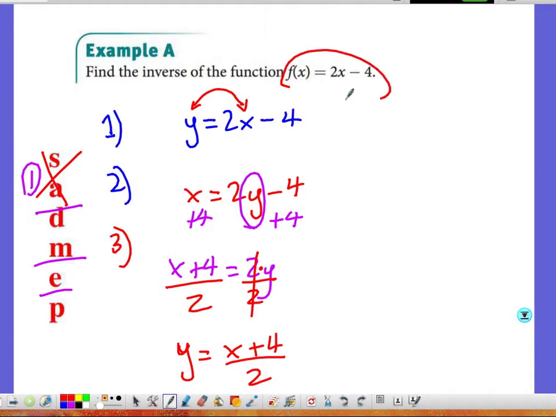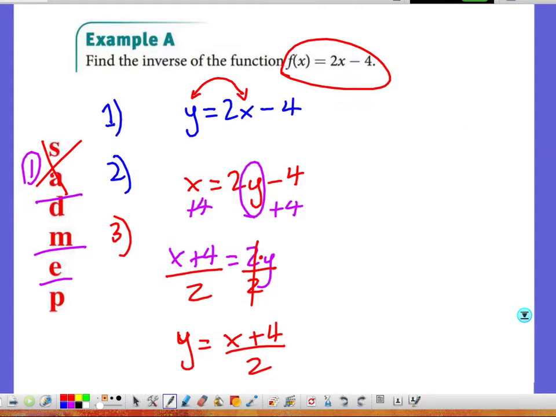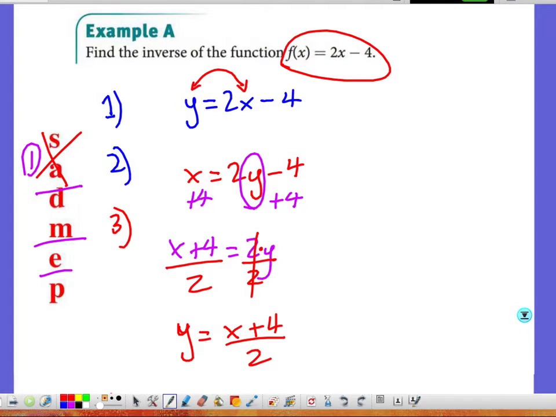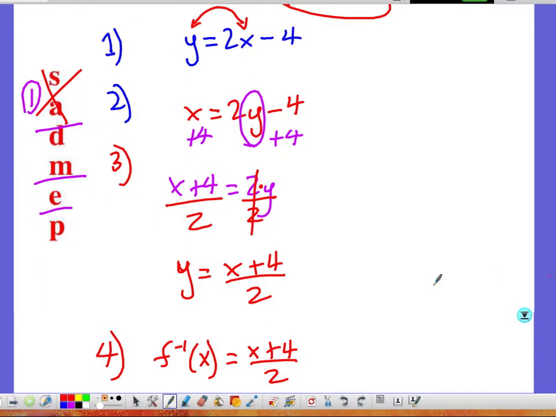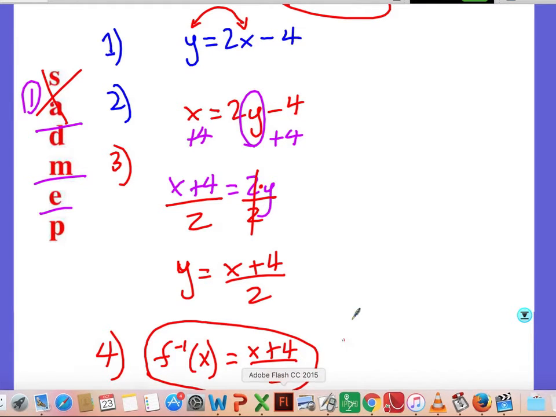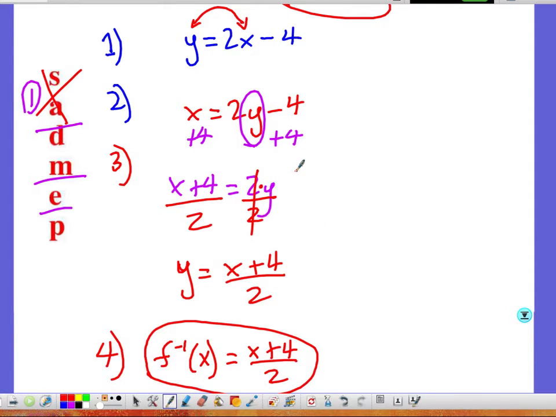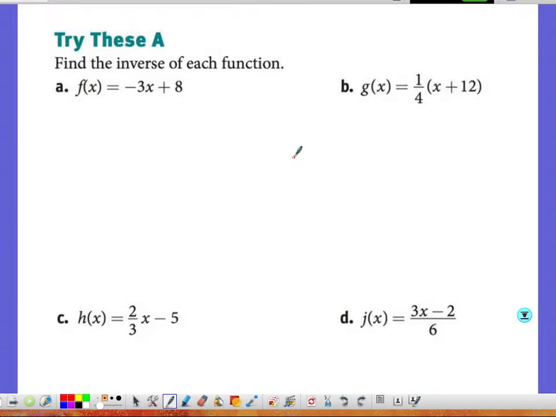Notice how we started with f of x is equal to 2x minus 4. Since we went through the 4 steps, we replace f of x with f inverse of x, and then write the inverse function, which is x plus 4 divided by 2. Those are the 4 steps in order to find the inverse.